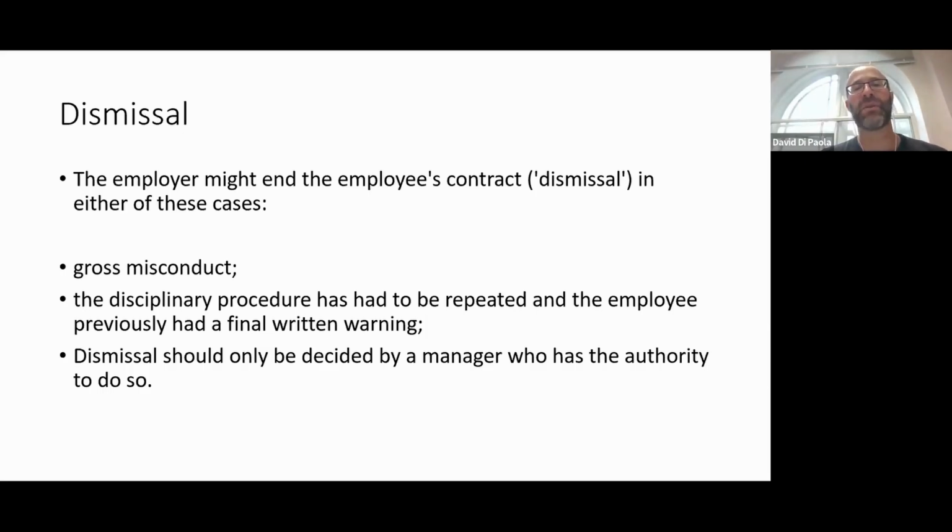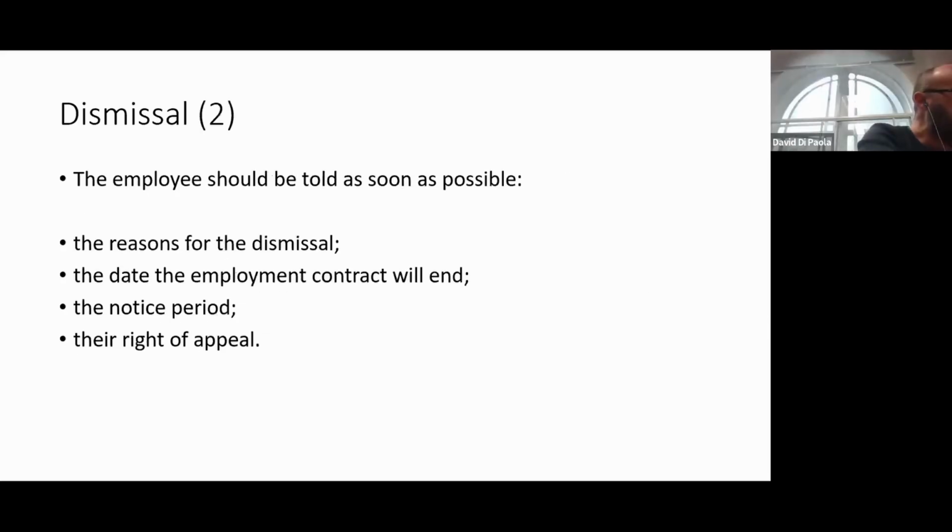An important point, but I suppose it's probably very obvious, is that dismissals should only be decided by a manager who's got authority to do so. I suppose it's unlikely that the church secretary is going to dismiss the organist, but it's important to make sure that the person doing the dismissal is of a capacity and of a standing to actually do that themselves.